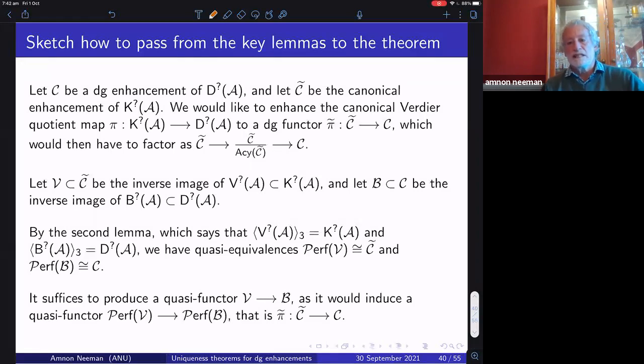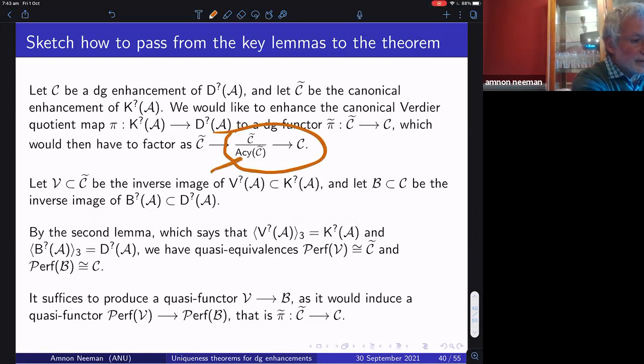So in other words, just by Drinfeld's theorem, this map is going to have to be a quasi-equivalence, but the first term is a dg category which is independent of C. So if we do this, we will prove that C is quasi-equivalent to a dg category independent of C. So we would prove the uniqueness of enhancement.